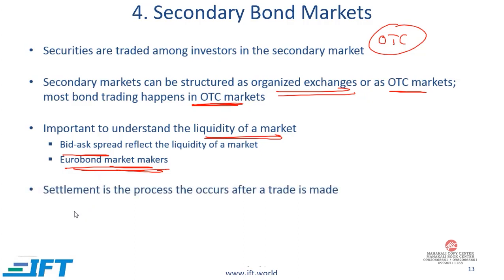As with other types of securities, settlement is the process that occurs after a trade is made. This might be on a T+1 basis, which means that settlement happens one day after the trade, or it might be T+3 in other markets. This means that settlement happens 3 days after the trade.